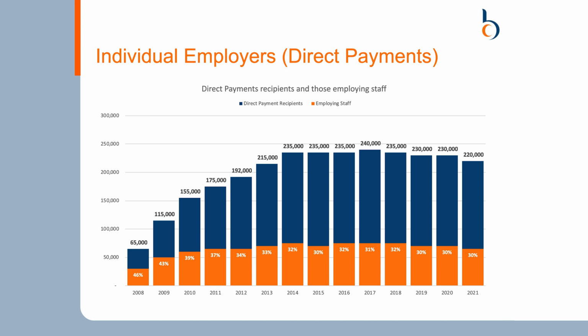The top line in dark blue is the number of direct payment recipients. You can see that despite all the pushing by local authorities and central government for direct payments, the figures more or less stabilised in 2014 and have stayed very similar since, dropping a bit over the last couple of years. In terms of the percentage of people with direct payments employing people, it reached its peak in 2011 with 37%. Before then it was 46%, but it's been hovering around 36% or 30% since then. So only about a third of people who have direct payments actually employ their own staff.